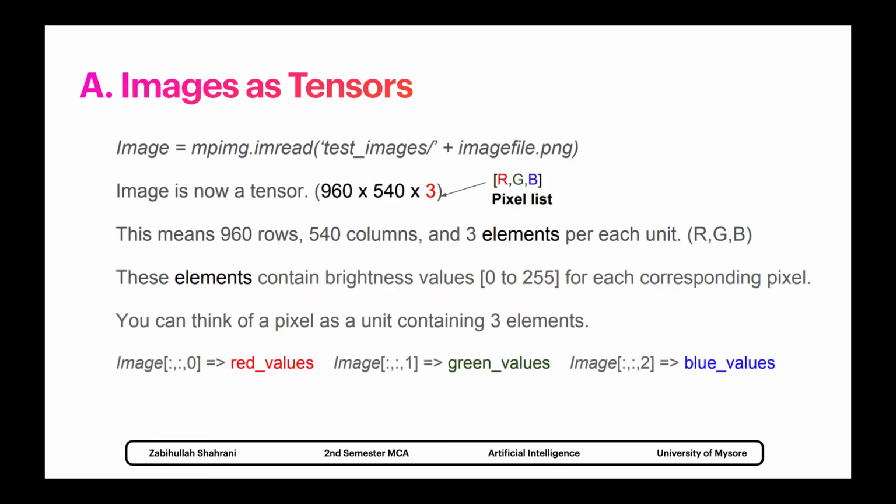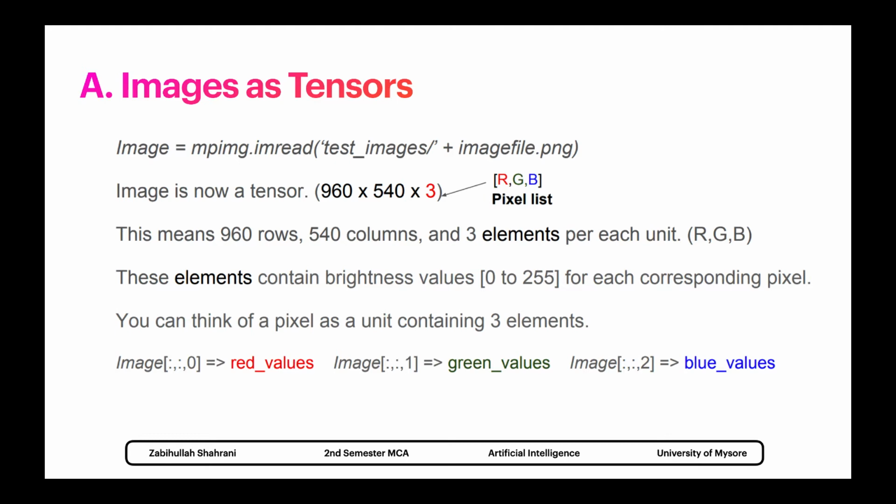Now, the first step in converting our image into a tensor is using the Python code, which you see in the first line, image equal to mpimg.imread. These are all Python methods which convert the image into a tensor. In the second line, we see that it's already converted into 960 by 540 by 3. That means we have 960 rows, 540 columns, and 3 elements per each unit. It means the picture is divided into these many parts.